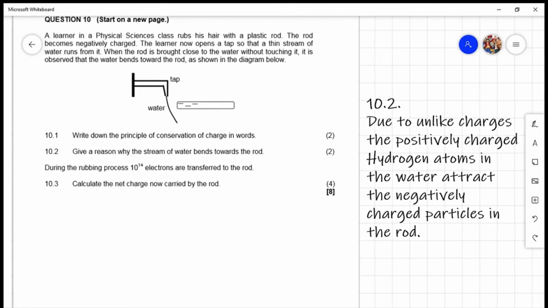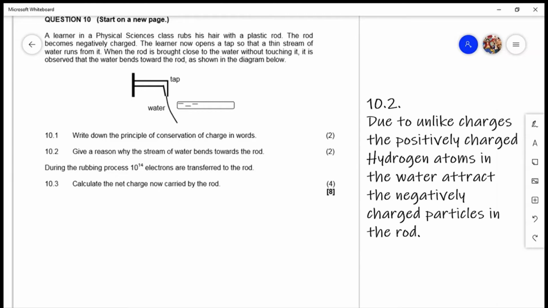So our next question, question 10.3. Question 10.3 is a calculation question now. During the rubbing process, 10 to the power 14 electrons are transferred to the rod. Calculate the net charge now carried by the rod.